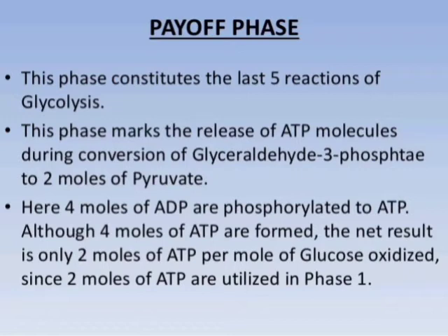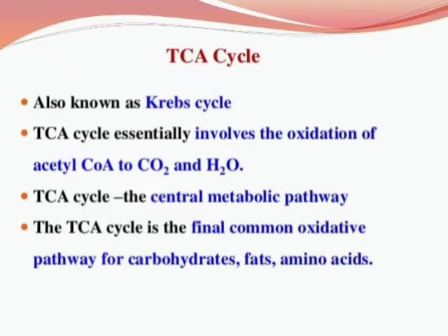Here 4 moles of ADP are phosphorylated to ATP. Although 4 moles of ATP are formed, the net result is only 2 moles of ATP per mole of glucose oxidized, since 2 moles of ATP are utilized in phase 1. So ultimate production is 4 ATP and 2 ATP are required to start the process, and 2 is the net result.